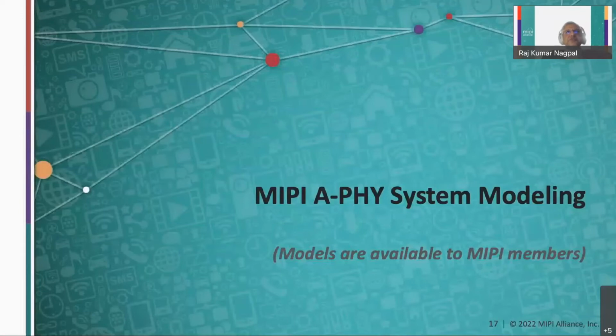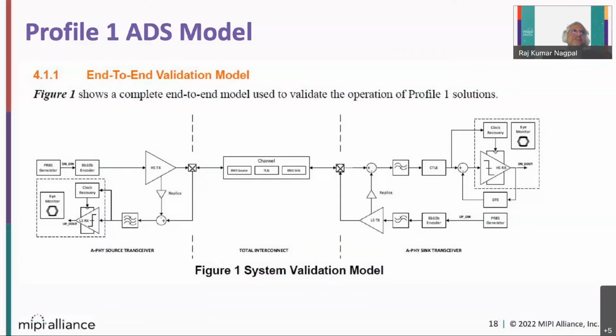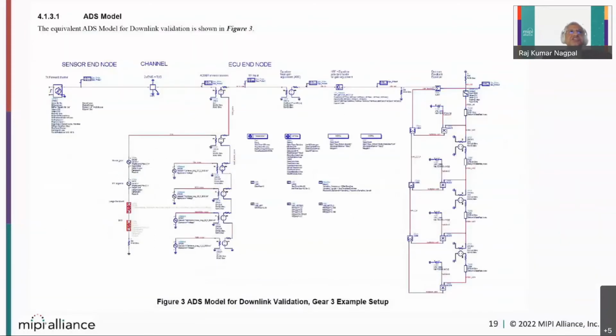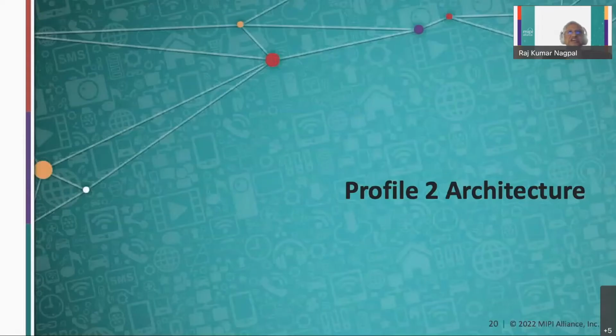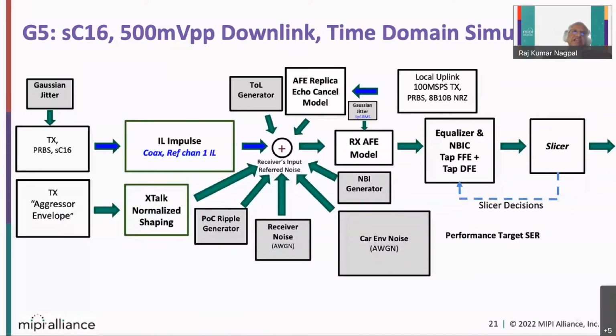So with regard to MIPI A-PHY system modeling, I'm going a little fast. This is basically Profile 1 system modeling, which we really did in EDS. This complete solution is available to MIPI members. They can download and use it. And this is basically Profile 2, which is a solution in the MATLAB environment, also available to MIPI member companies. This is a complete spec implementation. You can look at it. If you have any query, you can ask me questions, but we need to push a bit.